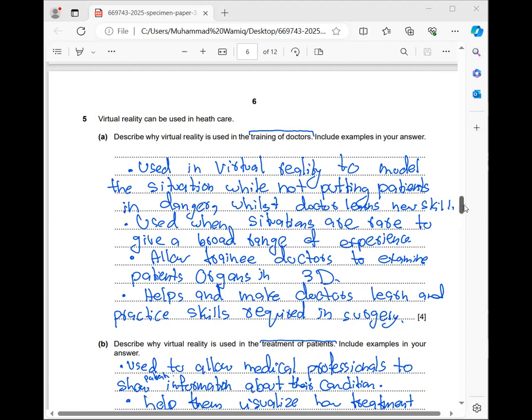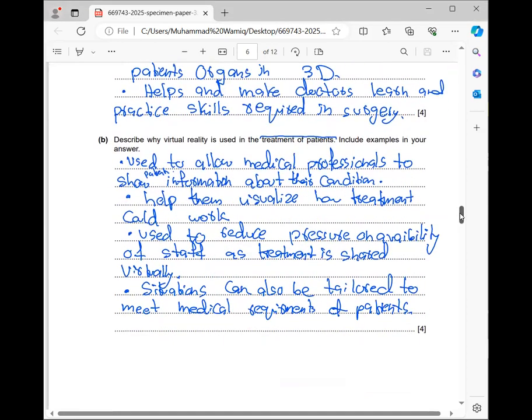I have written here 4 points, and then the B part was why virtual reality is used in the treatment of patients. So now I also need to include one example, and I need to refer it to the treatment of the patient.